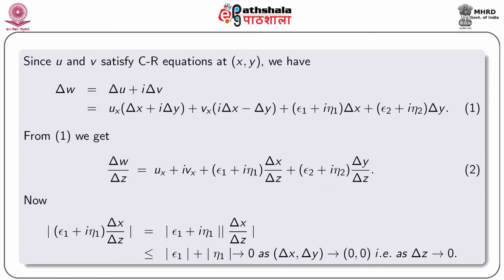Now, modulus of (epsilon 1 plus i eta 1) into del x by del z is obviously equal to modulus of (epsilon 1 plus i eta 1) into modulus of del x by del z, and this is less than or equal to modulus epsilon 1 plus modulus eta 1, and this tends to 0 as the point (del x, del y) tends to the point (0,0), that is as del z tends to 0.